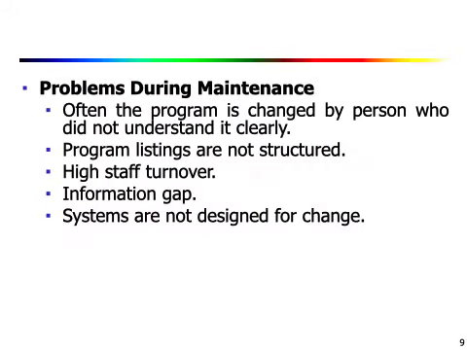Now, during the maintenance phase, different problems occur. These are some of the problems that occur during the maintenance phase. First one is, often the program is changed by a person who did not understand it clearly. That is, if the program is developed by one person, usually the maintenance or updation or modification may be done by some other person. Sometimes it may be difficult to understand that program, then it can create problems during modification.